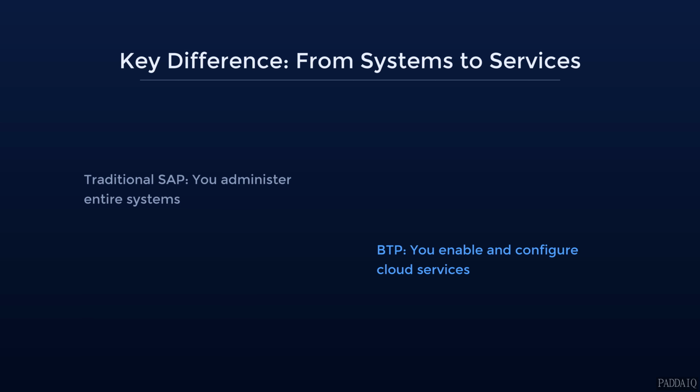With BTP, you enable and configure cloud services. This means you activate and tailor ready-to-use cloud capabilities instead of building systems from scratch. For instance, enable the SAP HANA Cloud Database service and configure its memory allocation. This approach lets you quickly leverage specialized cloud functionalities tailored to your needs.